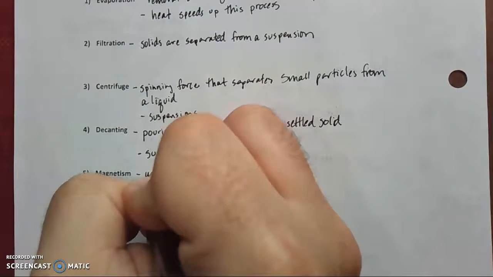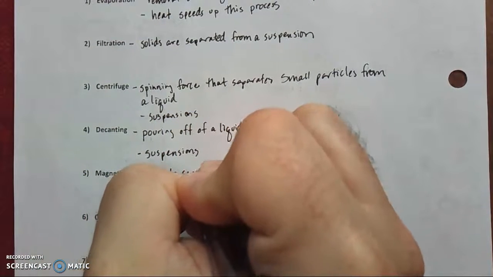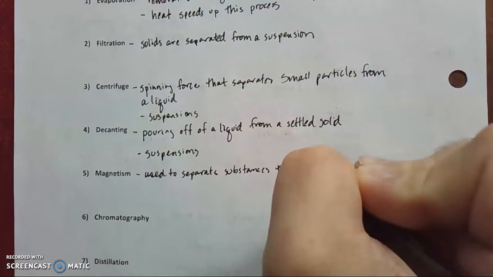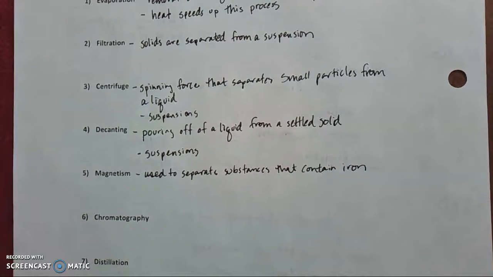Magnetism, I really don't have to explain, but this is used to separate substances that contain iron and some other metals like cobalt that are magnetic. So with that, you can even separate very small particles of iron. Total cereal has little tiny particles of iron added into it. It's needed by our body, and it's so small that we can't detect it when we chew.